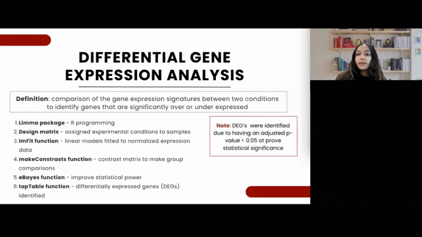Next, I used the limma package in R for differential expression analysis. This essentially is comparing two conditions' levels of gene expression to find genes that are significantly over or underexpressed. These identified genes are differentially expressed and are called DEGs. I created a design matrix, fit linear models, and defined contrasts to compare each MPN subtype against healthy controls. DEGs with adjusted p-values below 0.05 were considered to be significant.